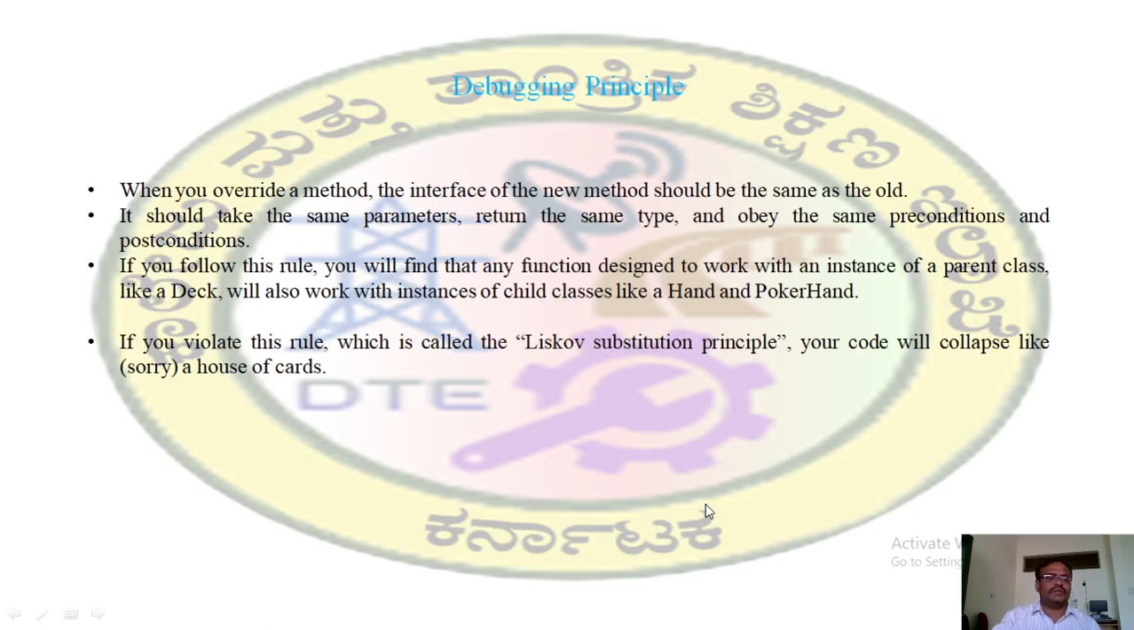And a debugging principle: when you override a method, the interface of the new method should be the same as the old one. It should take the same arguments, return the same type, and obey the same preconditions and postconditions. If you follow this rule, any function designed to work with an instance of a parent class like Deck will also work with instances of a child class like Hand and PokerHand, right?